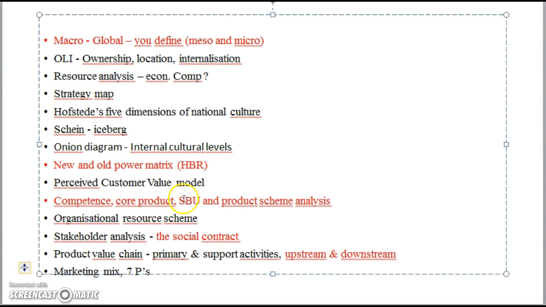Competencies: core products, strategic business units, and product scheme analysis. At least, what is a core product? Which competencies are behind these core products?